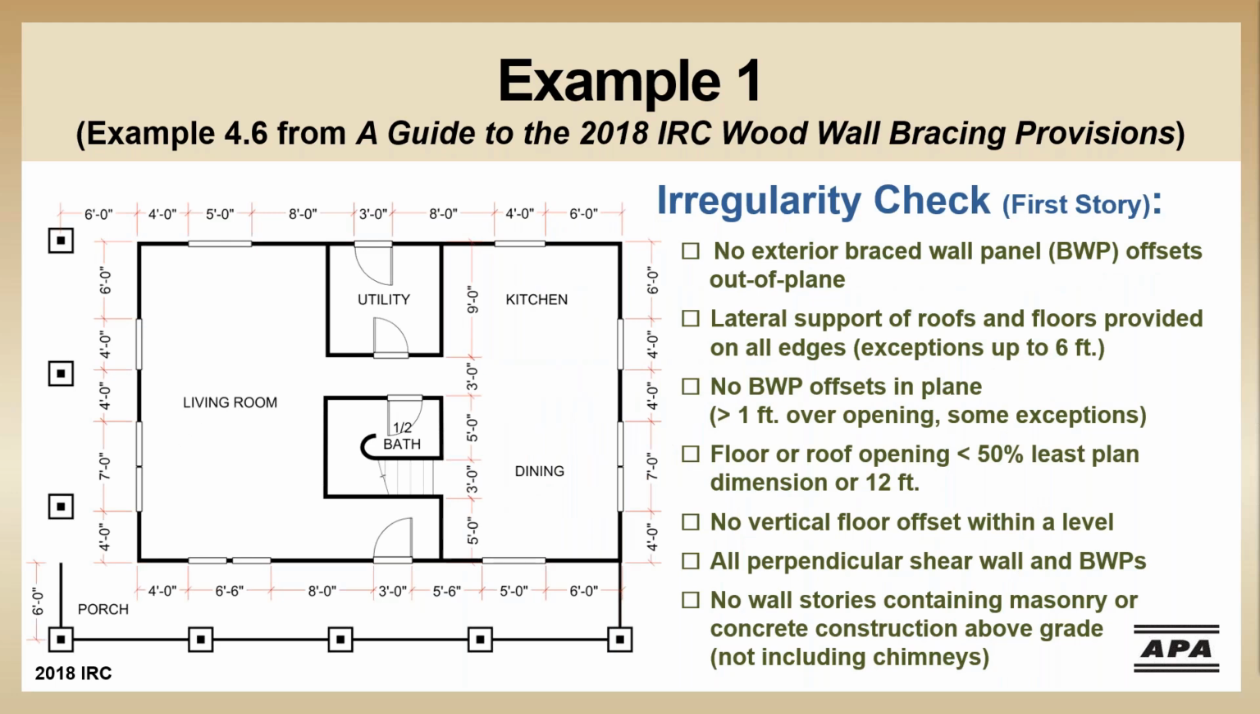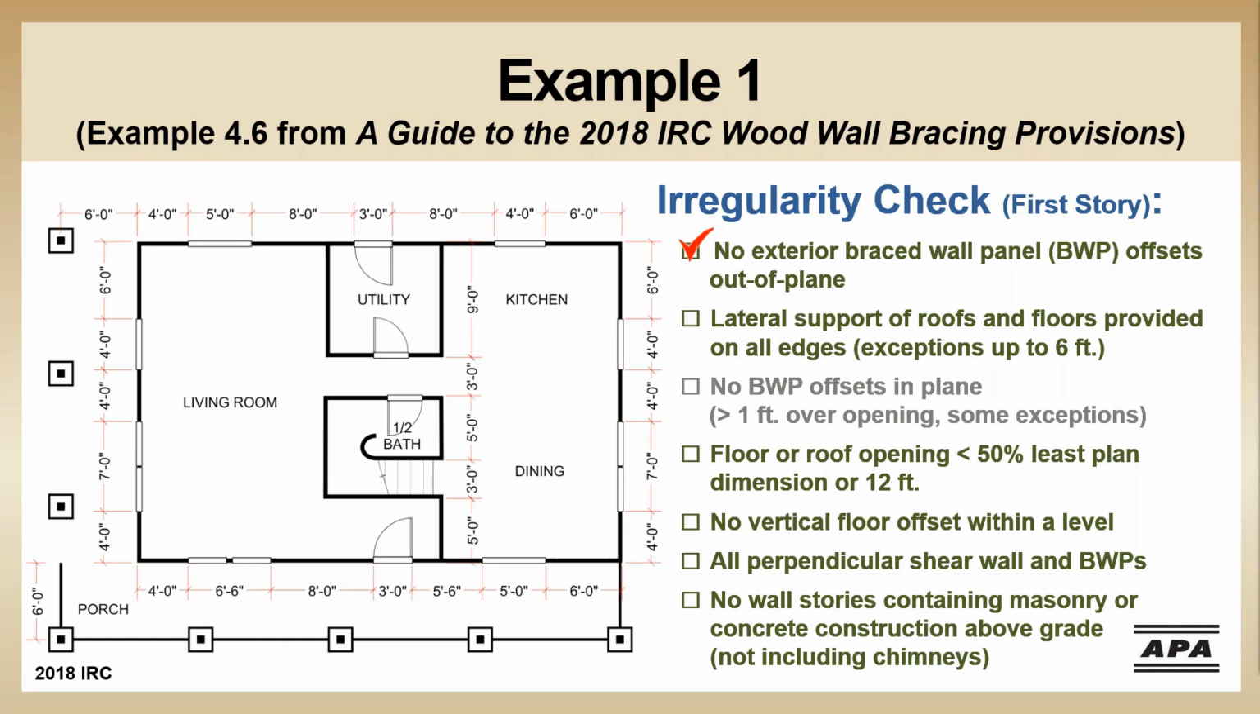Again, because we're in high seismic, we do have some extra criteria to meet, so we need to check for irregularities. Our exterior walls are all aligned, so we can check off this first one immediately. Since we haven't placed any of our wall bracing yet, we're going to bypass the third item for now and circle back later.